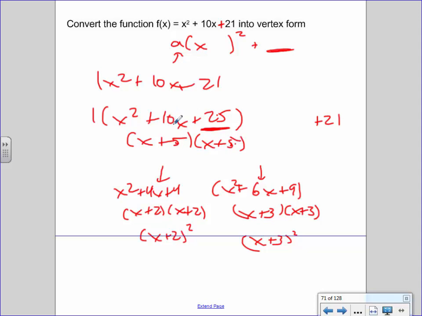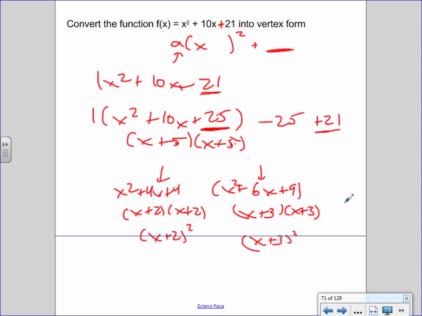So what I'm trying to do is make it so that this part right here is a perfect square trinomial. Here's the problem. This was supposed to have a constant term that added up to 21. I still have this 21 sitting over here, but now I've randomly added 25. It's not fair for me just to randomly add 25 in the middle of the equation, but I have a great solution for it.